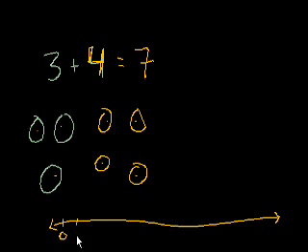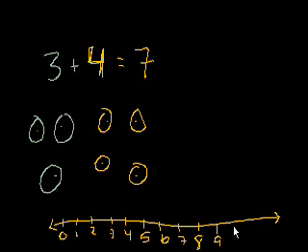And then you go to 1, 2, 3, 4, 5, 6, 7, 8, 9, 10. Keeps going, 11. So we're saying 3 plus 4. Let's start at 3. So I have 3 here, and we're going to add 4 to that 3.